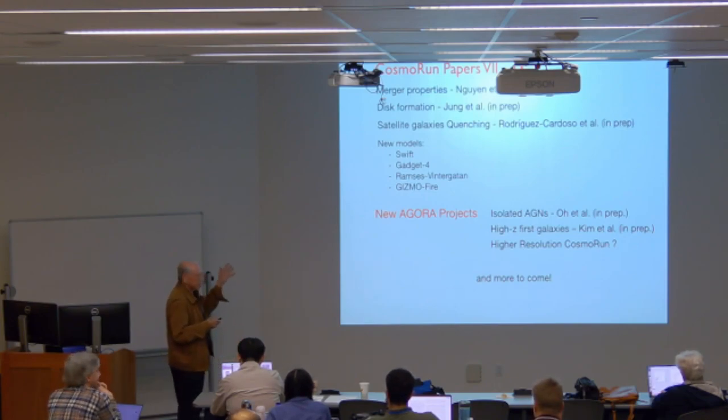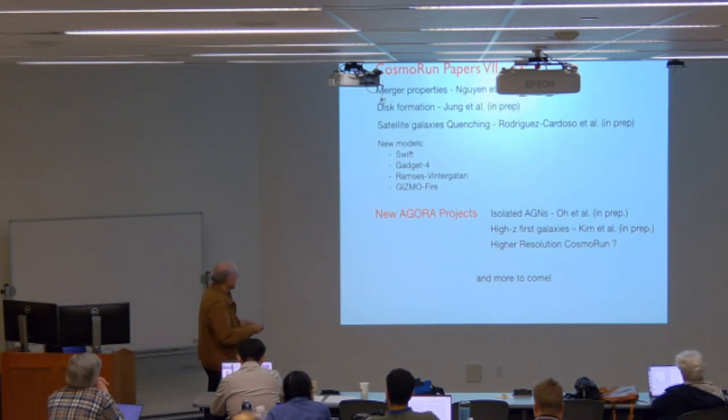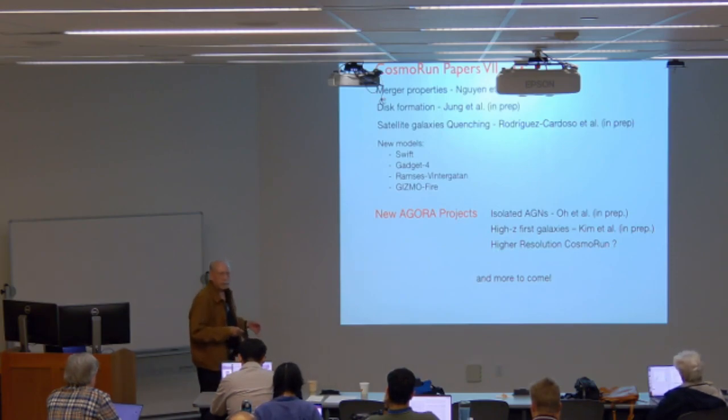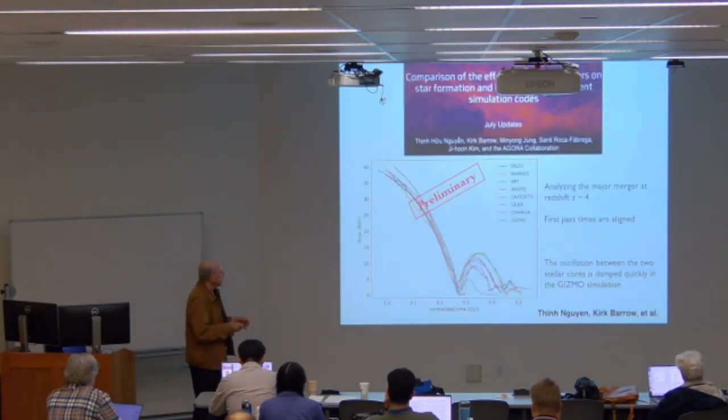Okay, so 4 additional codes that are running the same initial conditions to add to the comparison. And there are several new AGORA projects. Isolated AGN, EKO et al. High redshift first galaxies, running a number of different simulations to just compare them at very high redshift, 10 and above. A higher resolution version of the Cosmo run. Not sure if we will be able to do that. And a number of other topics have been discussed.